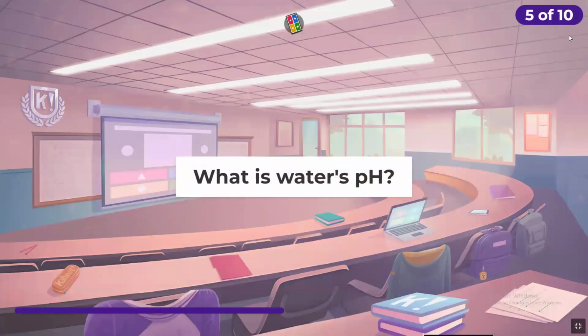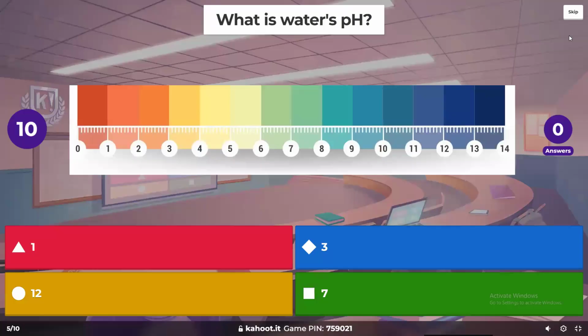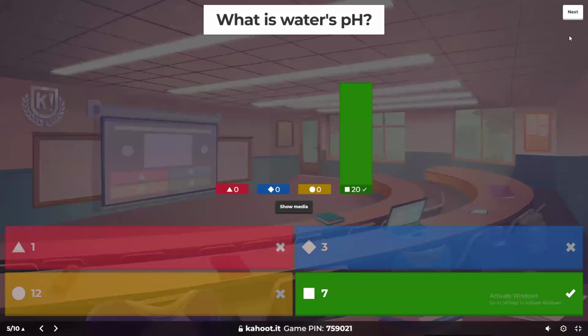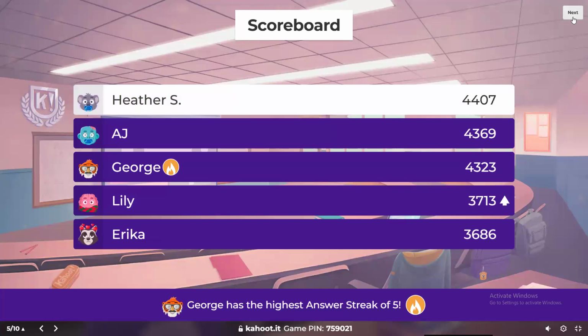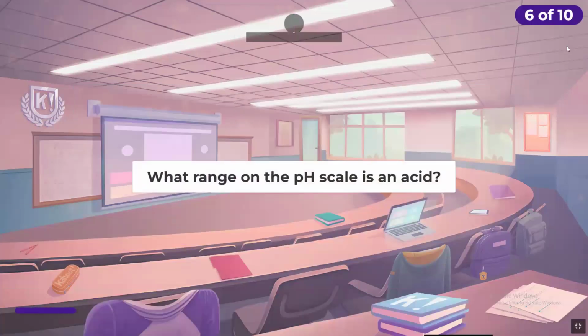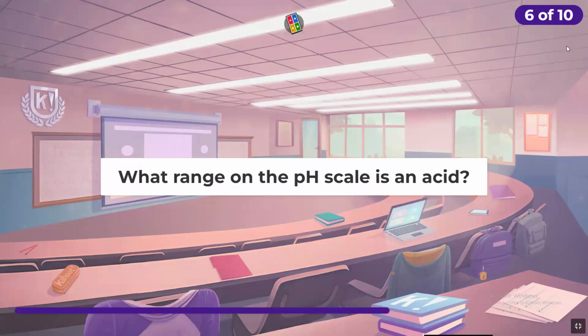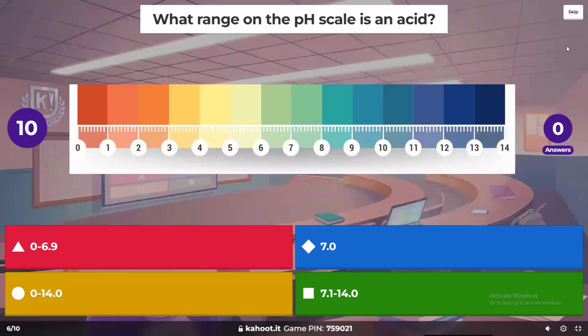All right, what is water's pH? Pure water. You guys know this one. All right, good job, guys. It's like completely in the middle. Because it's completely in the middle, it's completely neutral. Exactly. So what range on the pH scale would an acid be?